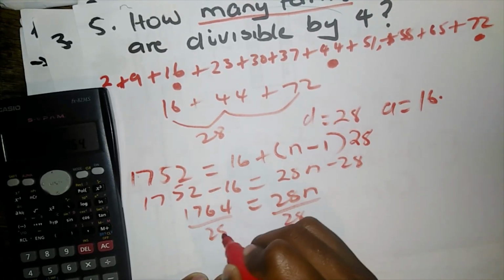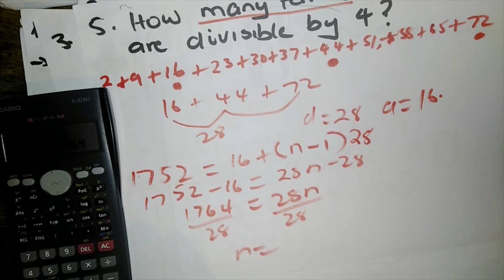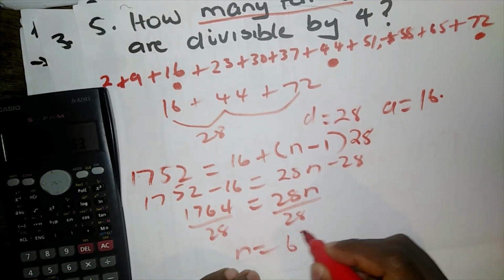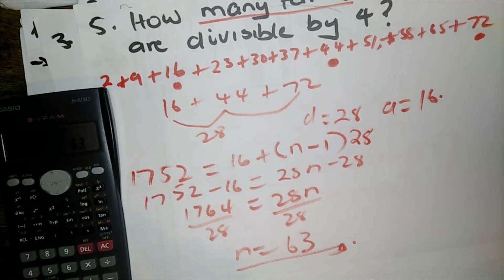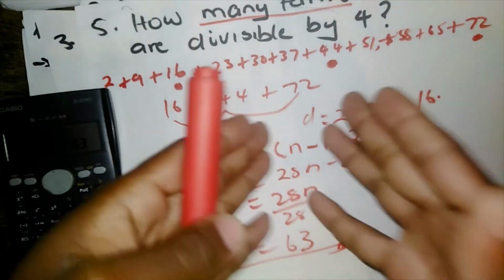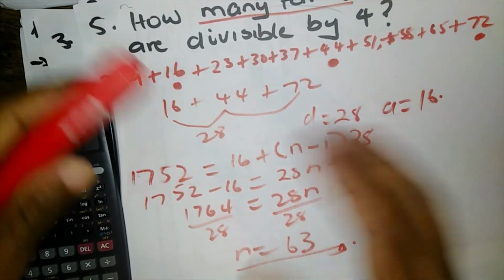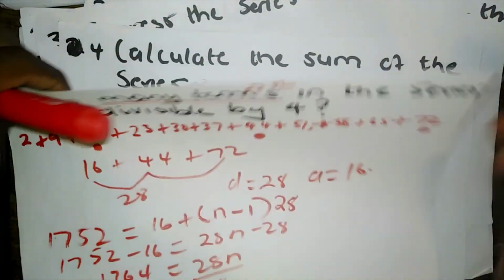Divide by 28, divide by 28 both sides, and your n here is 63. So that's your answer. So how many terms? 63 terms in a series that are divisible by 4. Then you are done. Simple, guys.